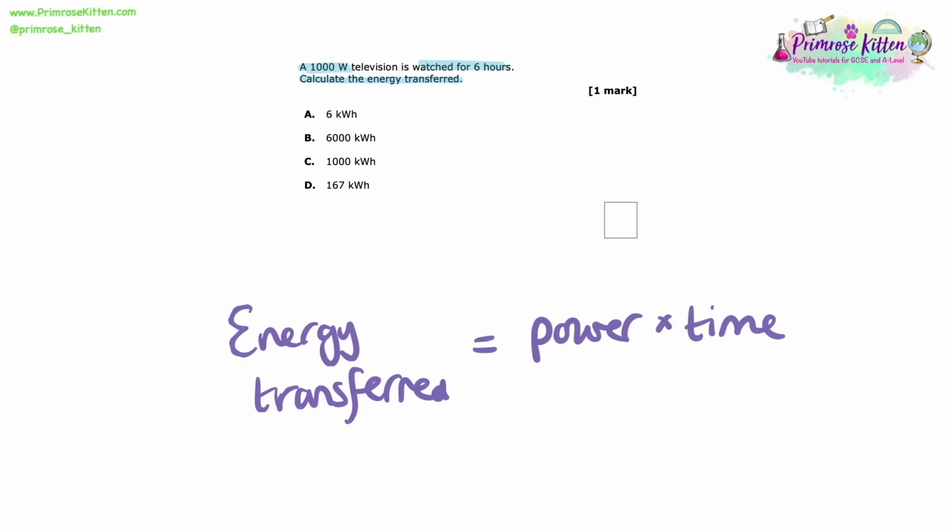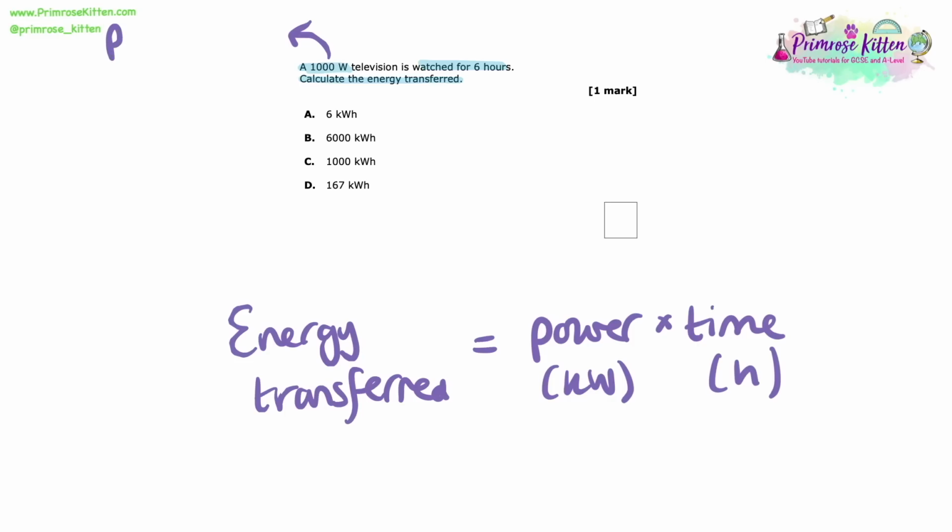So let's find the equation we need. We need energy transferred, we need power, which is the watts, and time, which is the hours. So here we have energy transferred equals power times time. That's the equation we need for this. But like we said, because the energy needs to be in kilowatt hours, our power needs to be in kilowatts, and our time has to be in hours.